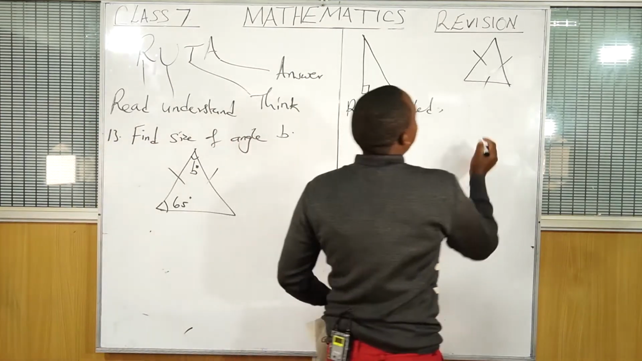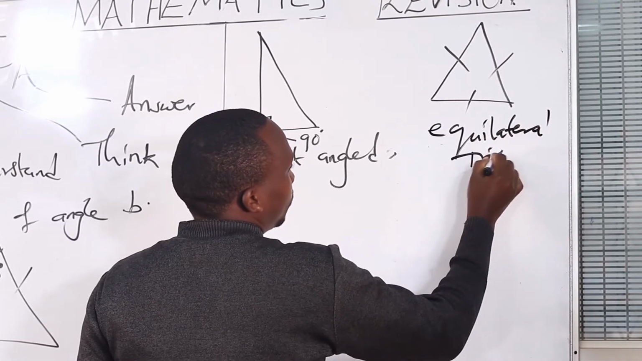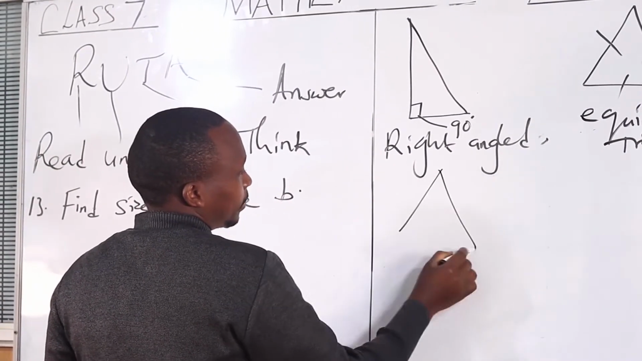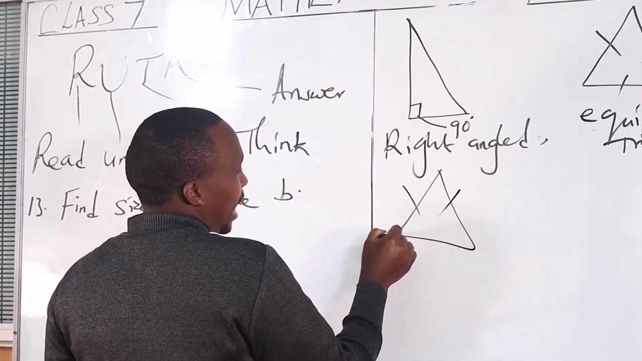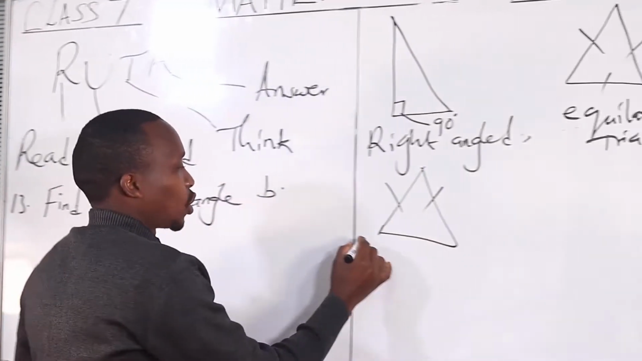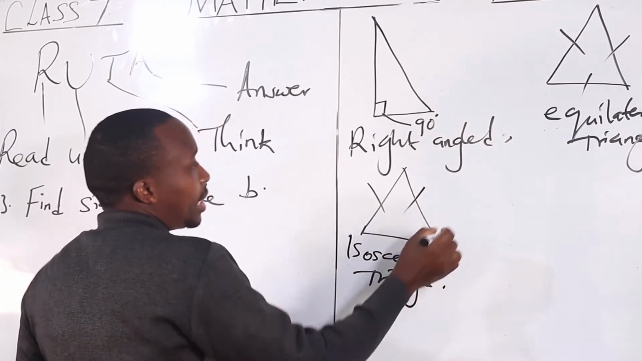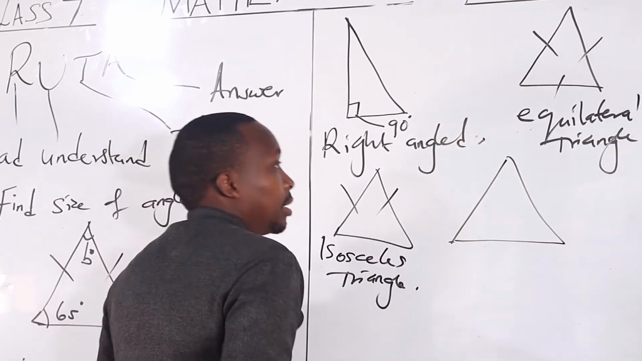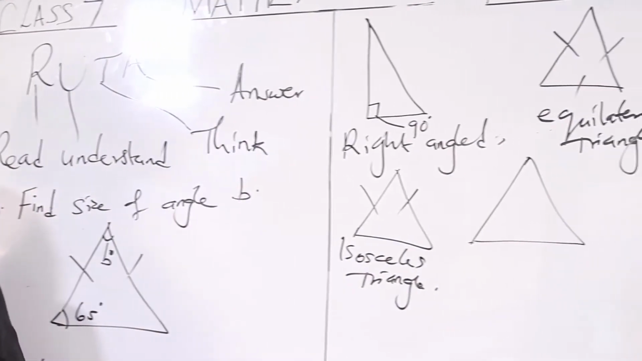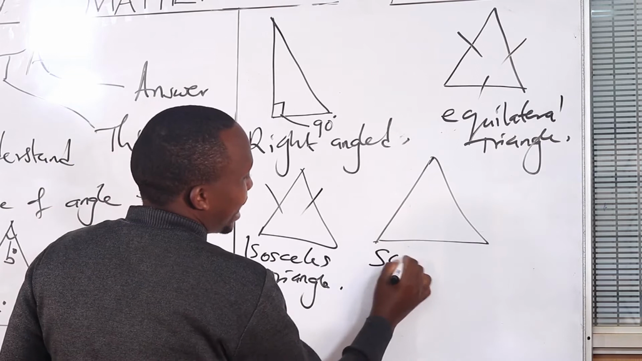Yes, very good. That is equilateral triangle. Now, what do we call this triangle, whereby two sides are equal? That is isosceles. Very good. Isosceles triangle. Now, what do we call this one that is not equal on any side? Yeah, that is called the scalene triangle.